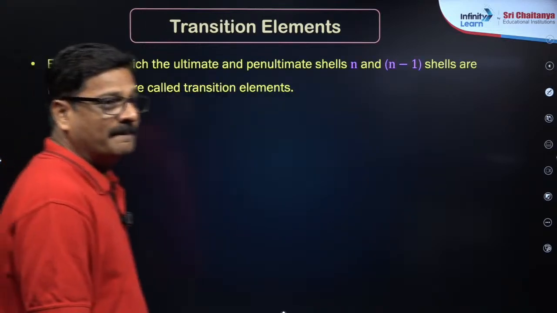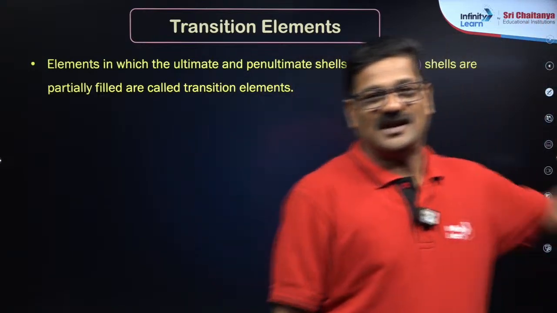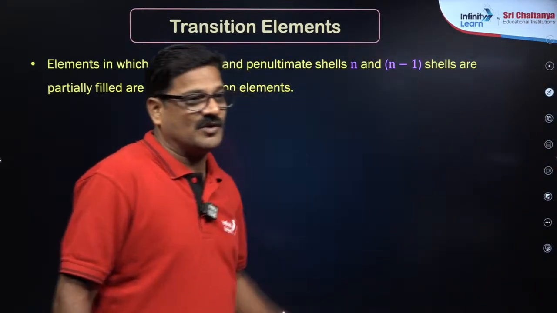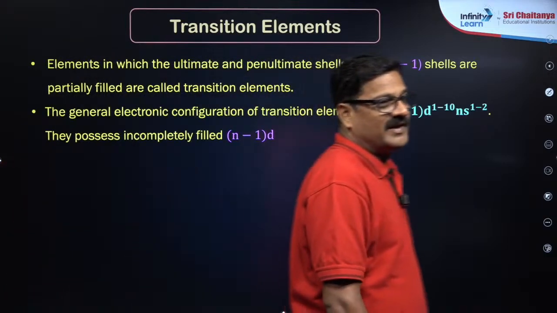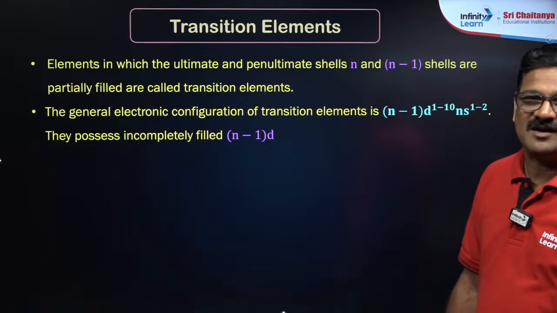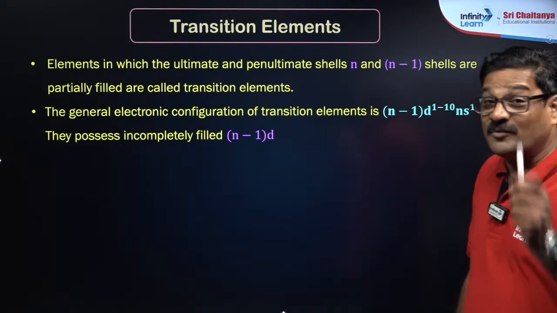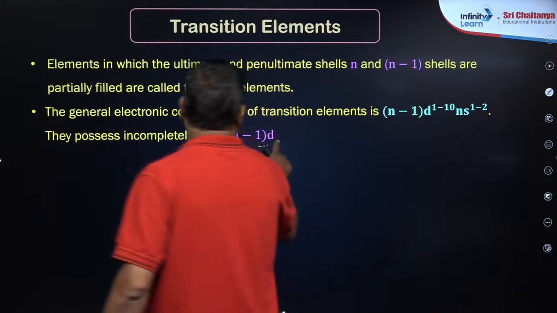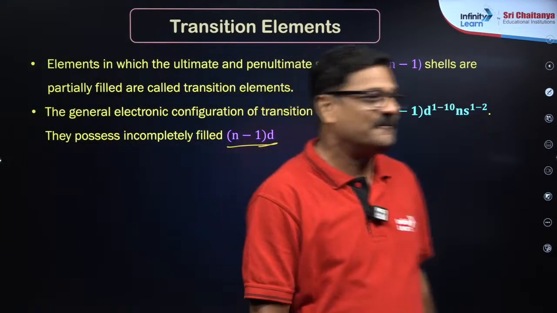And transition elements, the elements in which last two shells are incomplete. So nth shell and n minus 1 shell, right? So they are called transition elements. Except group 12, zinc, cadmium, mercury, all the elements are transition elements. So they possess incompletely filled penultimate shell. They have the incompletely filled penultimate shell, beta.